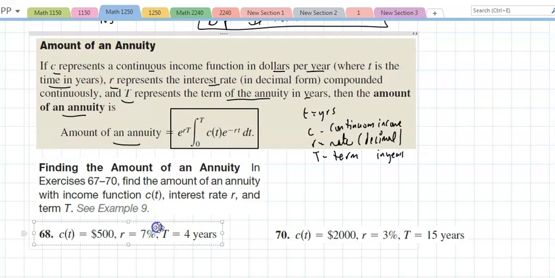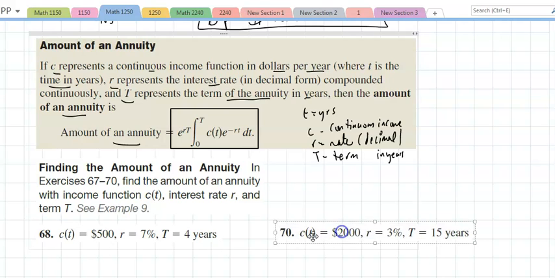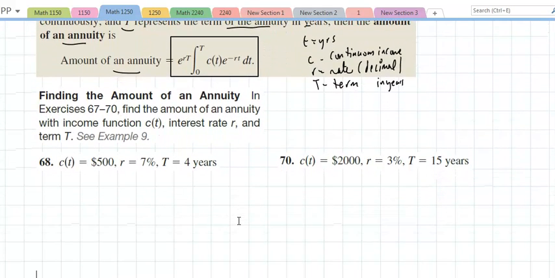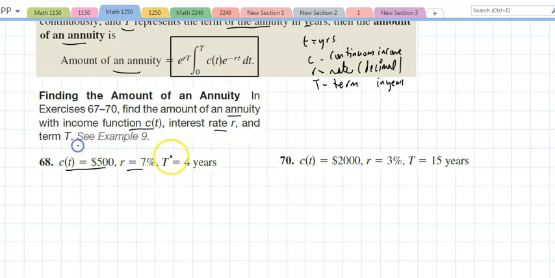So what is this for? Annuity. That's when you put in a certain amount and you leave it for many years to go. Retirement, fund, there are all of these different funds you could really use. So if I glance at this, it says find the amount of annuity with income C. They tell you what the income is. You're putting in $500 every month. The interest rate is 7%, and you're going to do this for 4 years. How much are you going to accumulate at the end of 4 years?